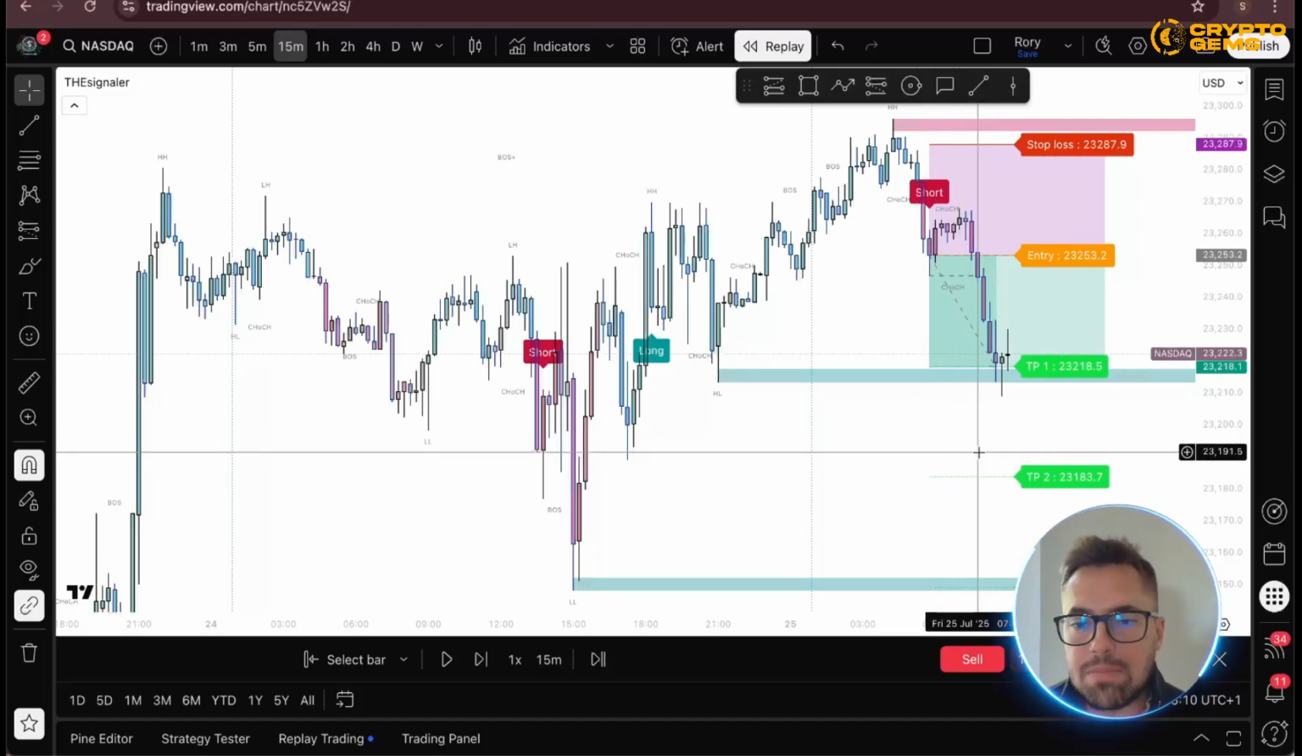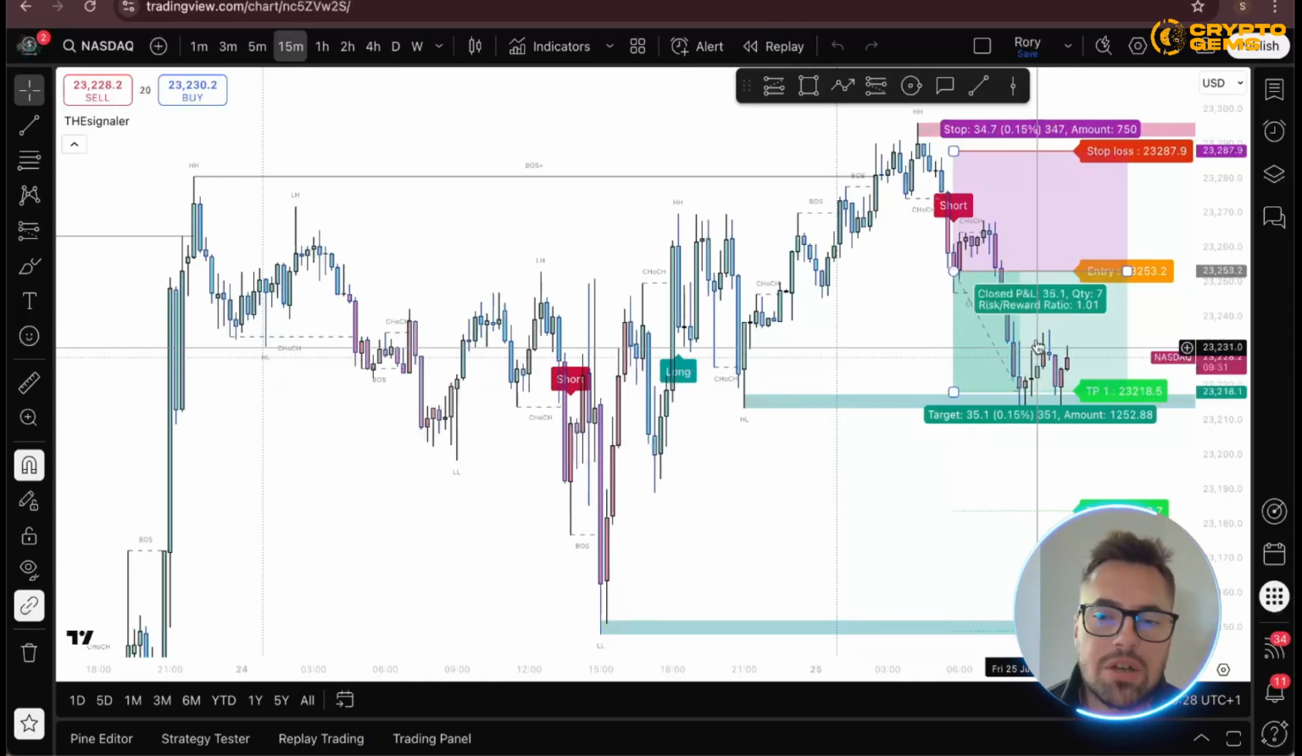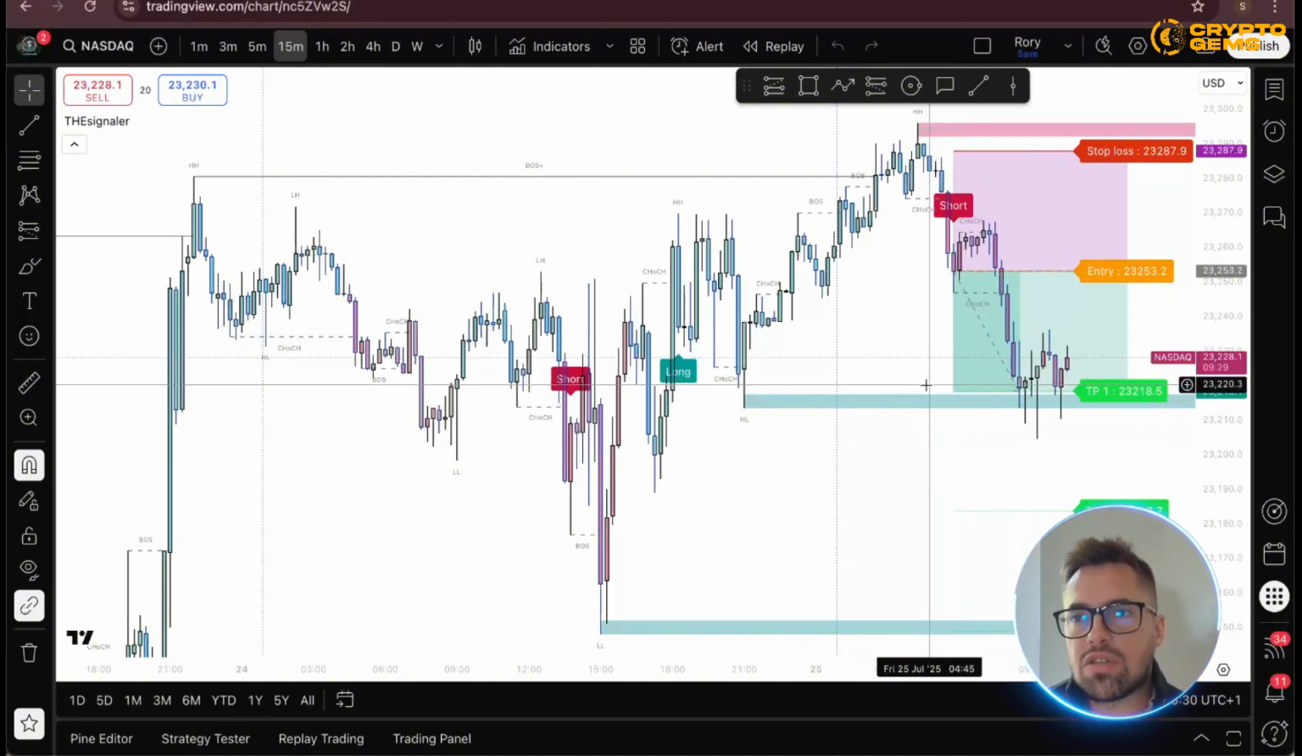It's not a problem. I'm quite happy with that because you have to understand that a 1-to-1 is still 1% of my account. So I risk 1% to gain 1% in this particular instance. So if I'm trading a 100 grand account, 1% is £1,000. So I would be winning £1,000. So for a Friday, that's pretty damn good.